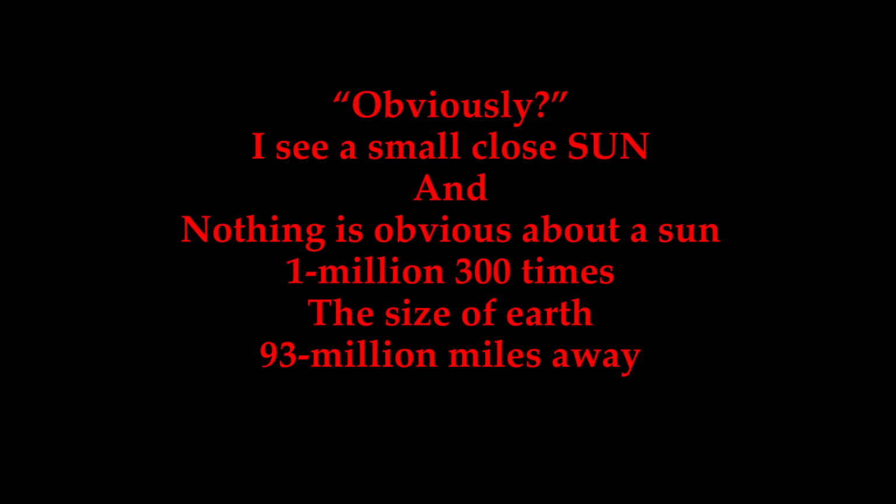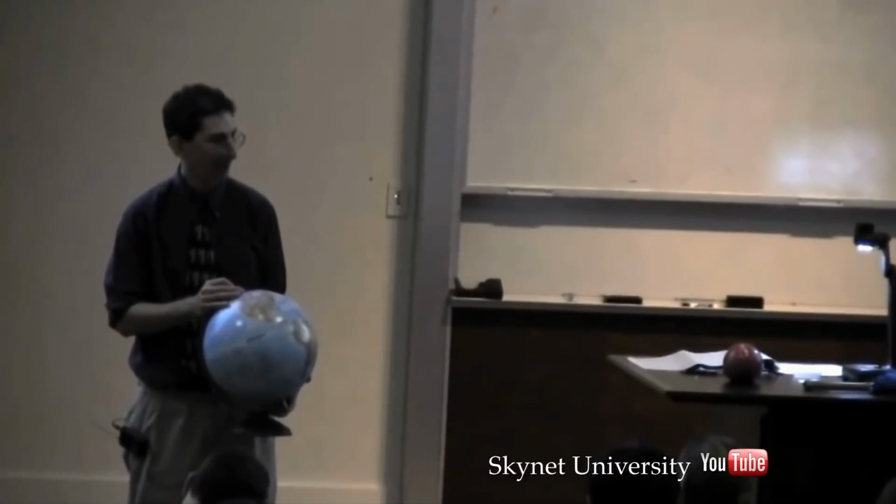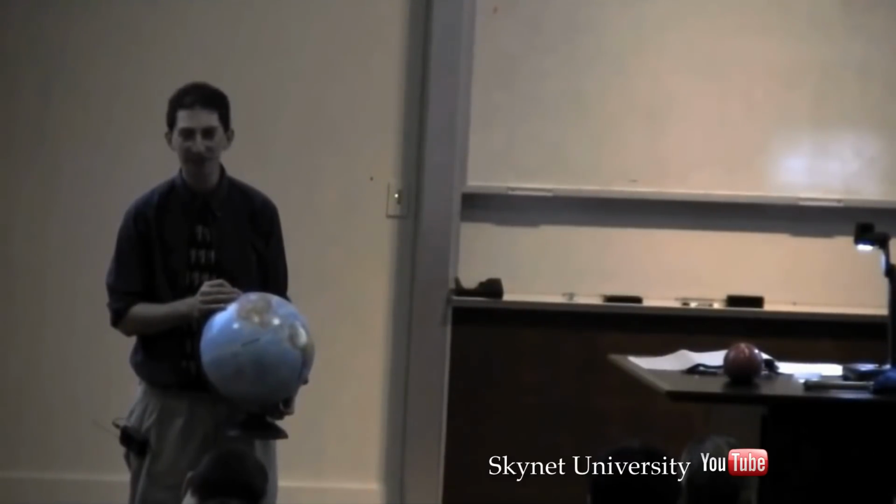I have to make commentary here. There's nothing obvious. I see a small, close sun, and nothing is obvious about a sun 1,300,000 times the size of the Earth, or 93 million miles away. Nothing obvious at all. It's based upon our lack of understanding of distance.